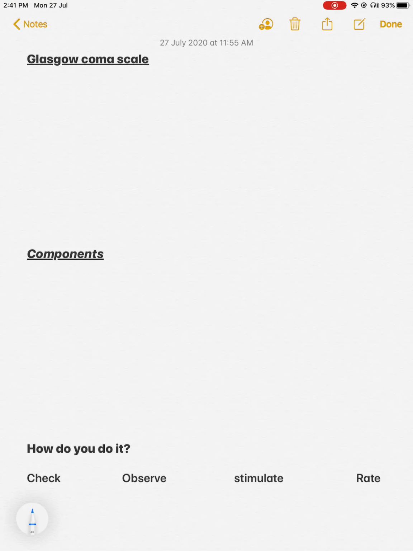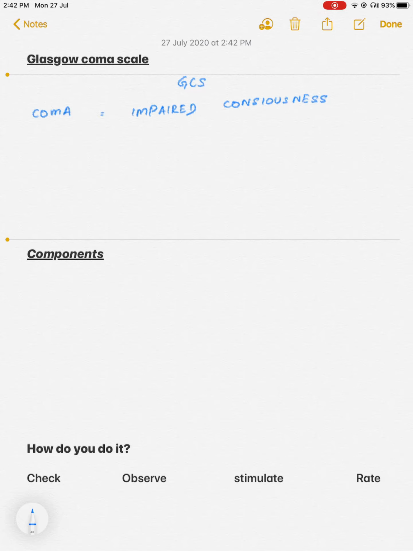Hello everyone. So today we are going to discuss the Glasgow Coma Scale. Before we go into GCS, otherwise called the Glasgow Coma Scale, we need to know what coma means. Coma means impaired consciousness. Severely impaired consciousness is what is called coma. These patients are said to be comatose.